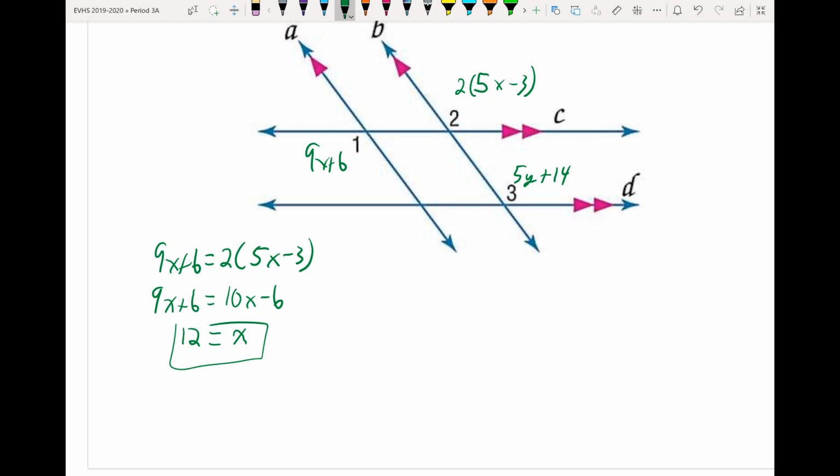Now, what about solving for y? Any ideas? Yes, angle 2 and angle 3 are corresponding angles, so they are equal. So that means that, well, you know what? I'm going to use the distributed version so I don't have to do it again. 10x minus 6 equals 5y plus 14.